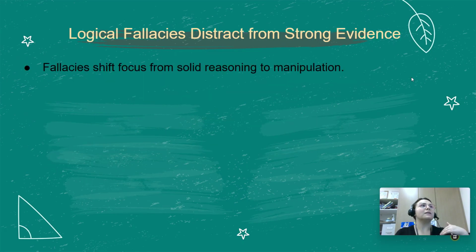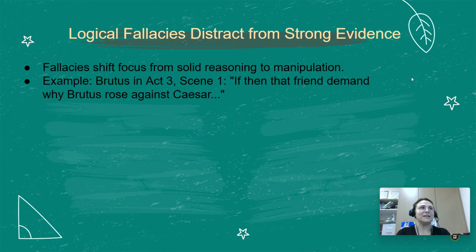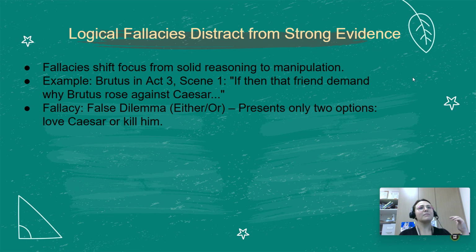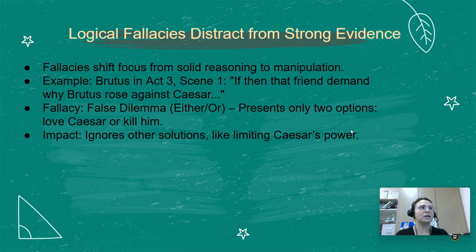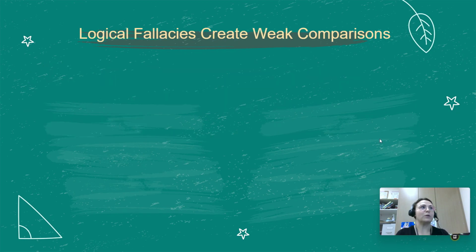And so fallacy shifts focus from solid reasoning to manipulation rather than using evidence. So example, last time he said, "If then that friend demand why Brutus rose against Caesar." So this is an either or false dilemma. It's presenting only two options. You either love Caesar or you have to kill him. There's a lot of other options in between there, right? And Brutus was just oversimplifying it, and he wasn't using actual logic. And that ignores the other solutions, like we said, and it's limiting Caesar's power.